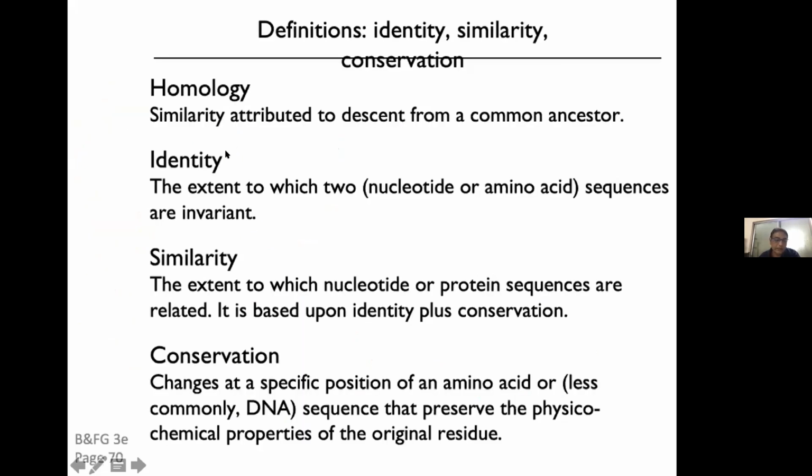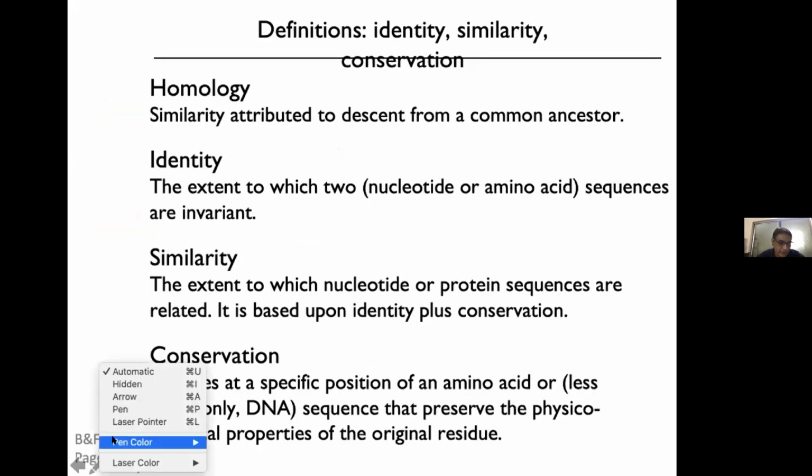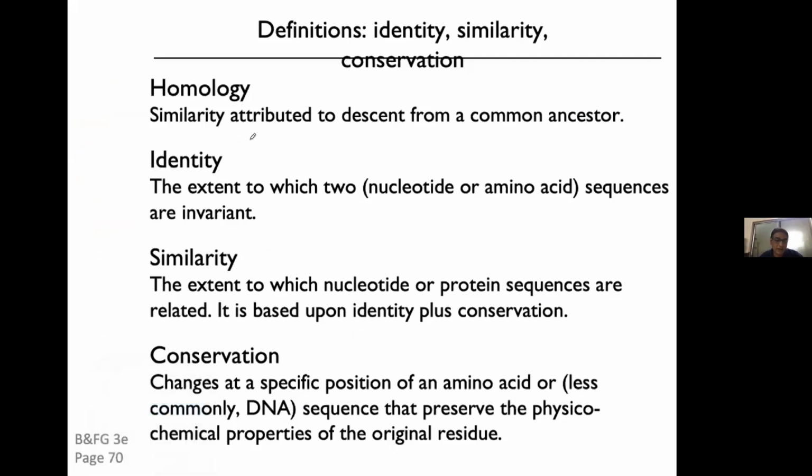Okay, and these terms we need to understand very carefully. So, the difference between homology and similarity. Homology is basically sequences that came from the same ancestor. Usually they're similar. But similarity is a quantitative attribute. We can say how much similar two sequences are.